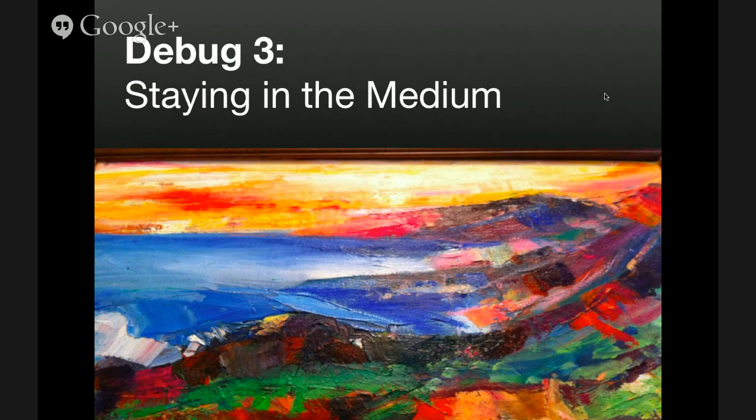An oil painter stays in the medium of oil paint. They're constantly touching, working with oil paint as the way that they're getting things done.